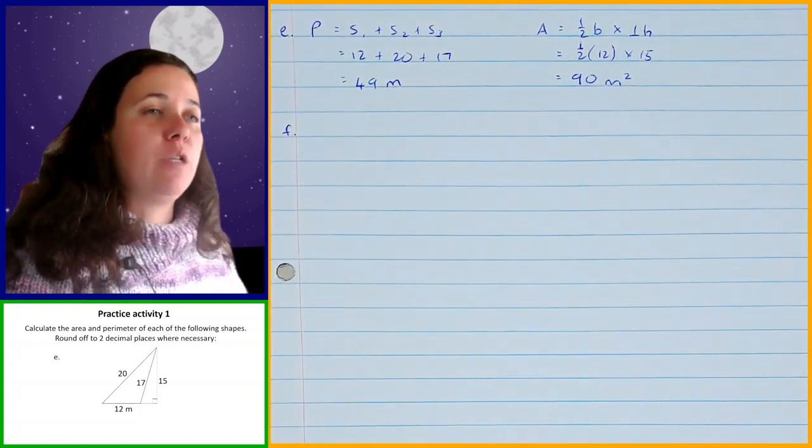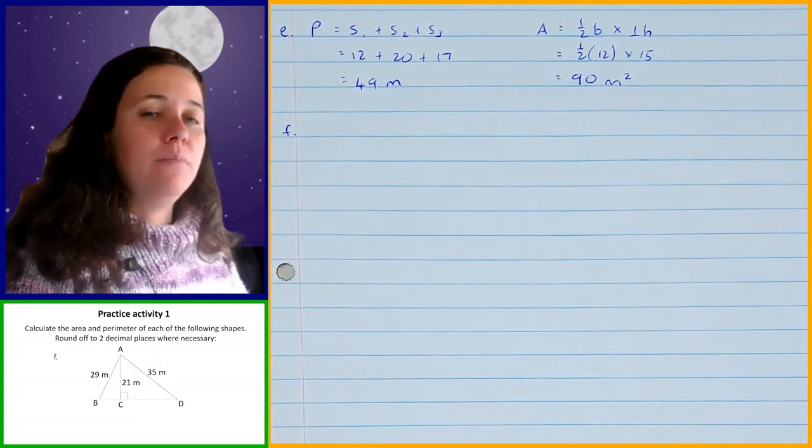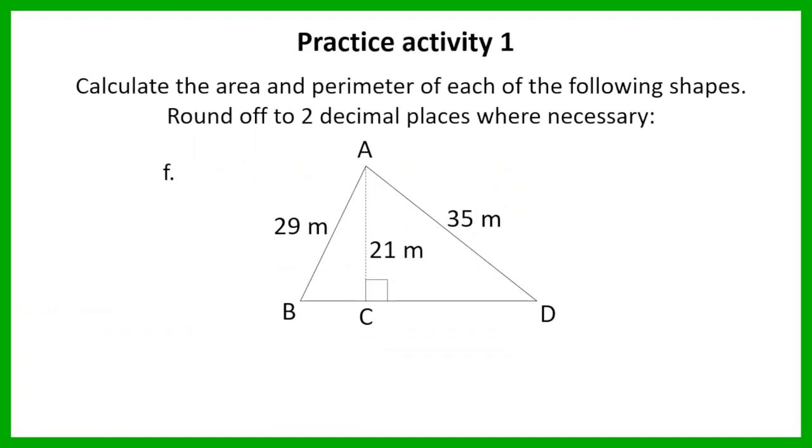This one is going to be a little bit more complicated. It's another triangle. For this one, you are going to have to use the Pythagorean theorem again. I'm going to give you 3 minutes to work on this one to find the area and perimeter of the triangle ABD.